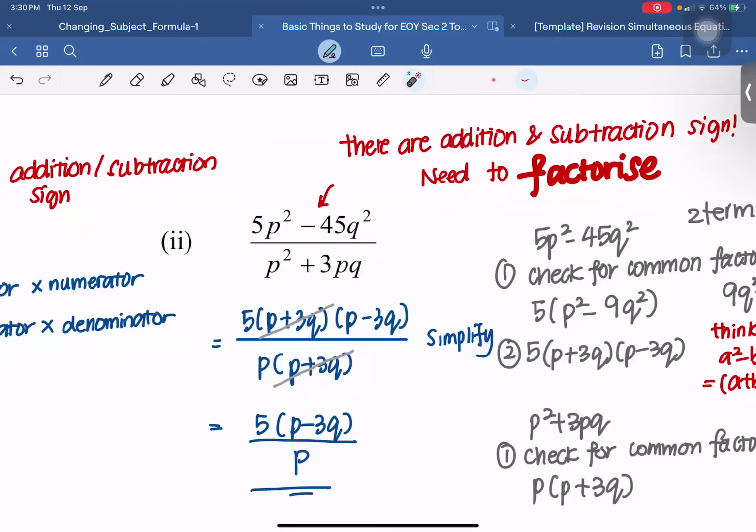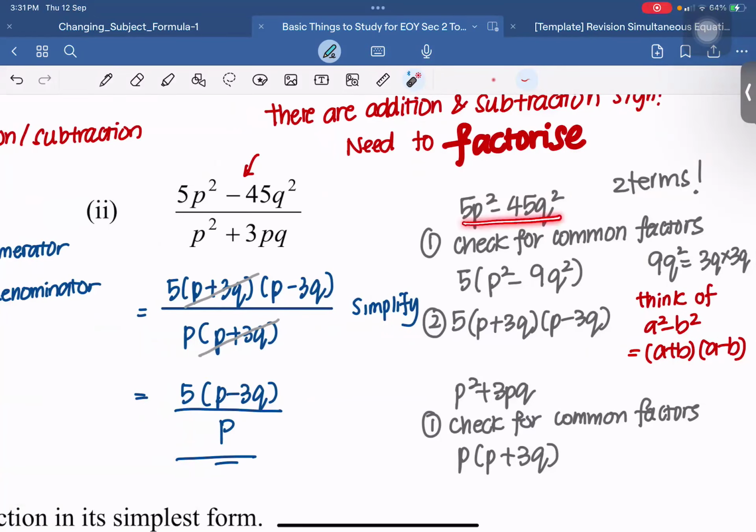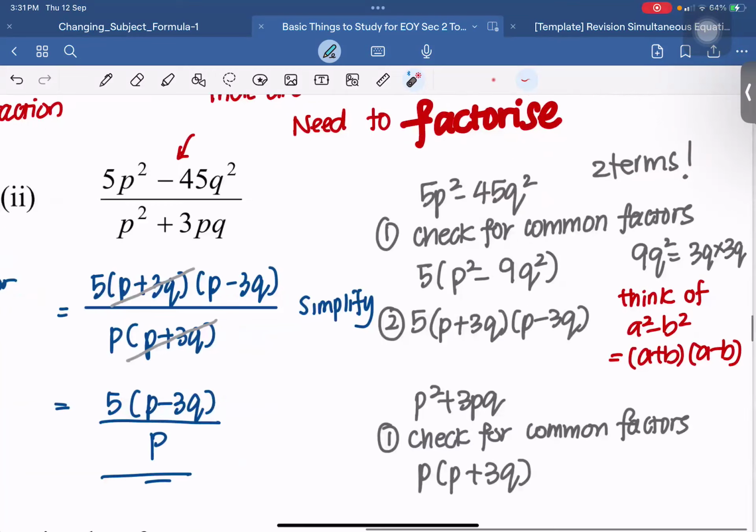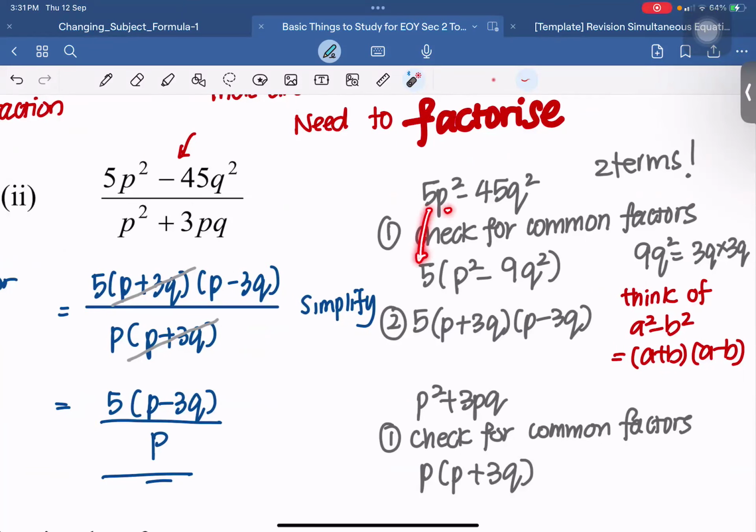So for the first part, I should identify this part by part. 5p squared minus 45q squared. First thing, check for common factors. 5 and 45 have common factors. So I take out the 5, left p squared. 45 divided by 5, left the number 9, q squared. But check, this is 2 terms.